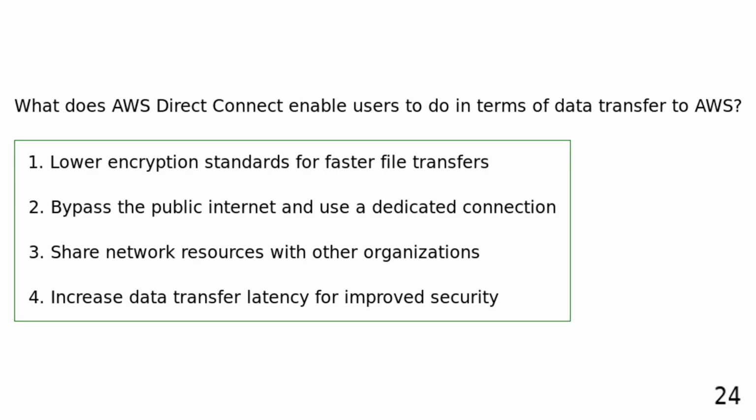What does AWS Direct Connect enable users to do in terms of data transfer to AWS? Lower encryption standards for faster file transfers. Bypass the public internet and use a dedicated connection. Share network resources with other organizations. Increase data transfer latency for improved security.